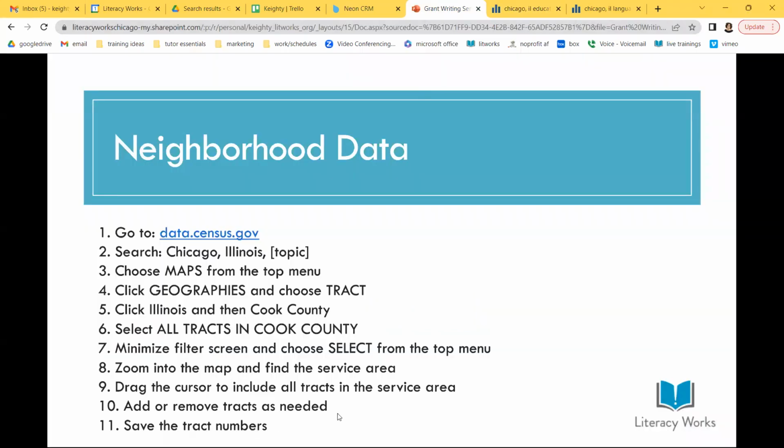So again, these steps are here. If you save these tract numbers, if you spend today and you're like, oh, this is so annoying, I hate doing this, and then you get the 5 tract numbers in your service area, write them down and put them in a safe place so you don't have to do it all the time. These aren't going to change, but they are going to be hard to find, and they're just arbitrary numbers that are going to be hard to remember.